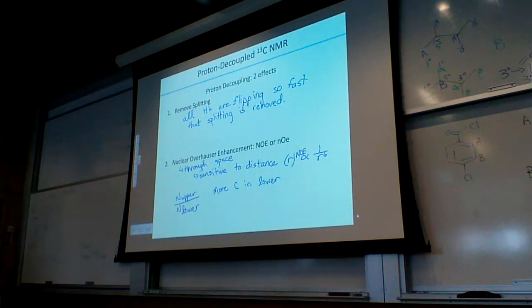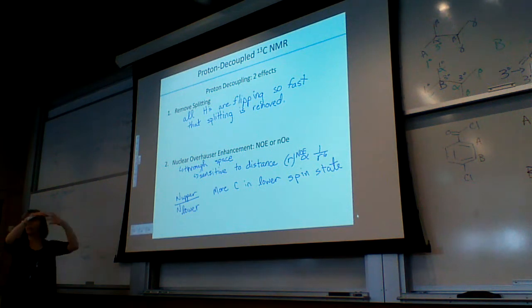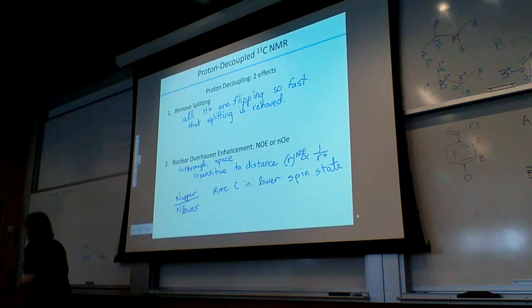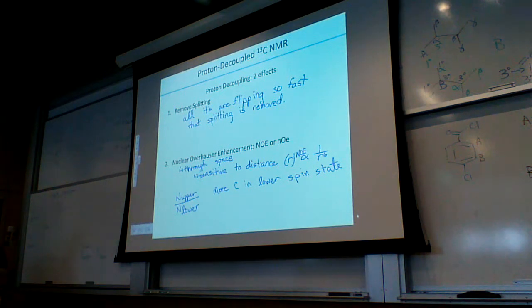This actually causes more carbon in the lower spin state, which helps with our observation, so we have more of them to get excited into the upper spin state and then watch them relax back down into the lower spin state. The effect of this is that it's going to enhance our carbon 13 signal.